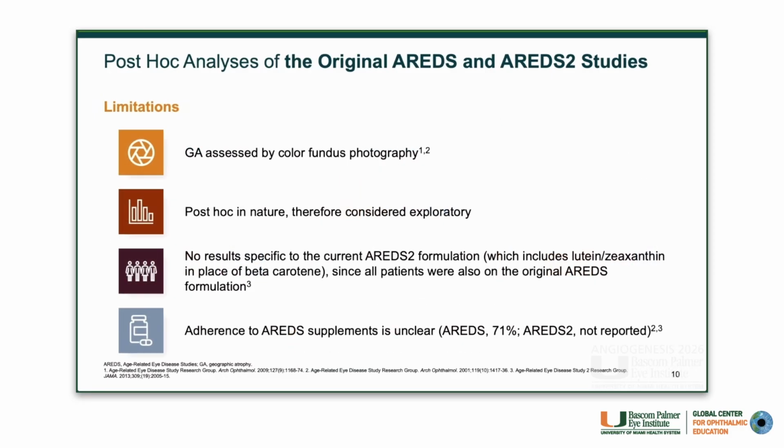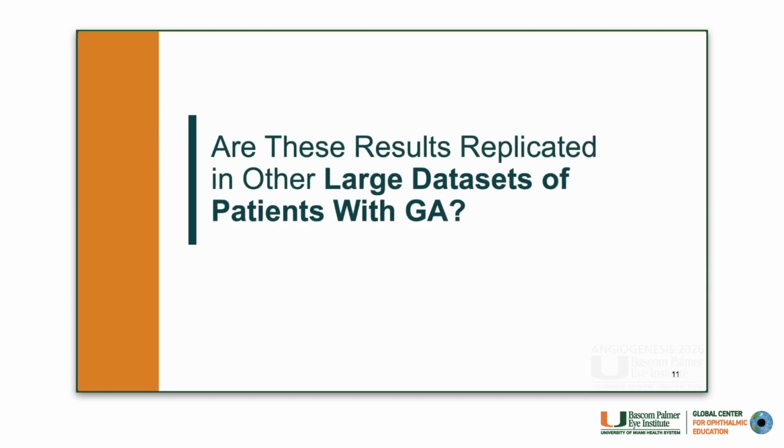Limitations of this study included the use of color fundus photography and the exploratory nature of the study. Additionally, there was no data to compare the current AREDS 2 formulation versus placebo, because all participants in the AREDS 2 study took the vitamin C and E doses used in the original AREDS formulation. Adherence to the supplements was also unclear. The potential to slow GA progression towards the fovea with AREDS was intriguing. The question now was, would this finding be replicated in other large data sets?